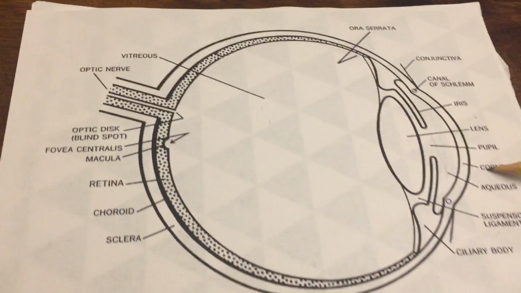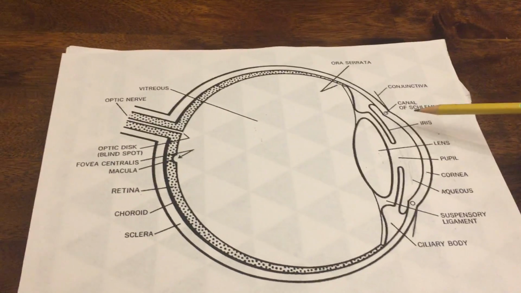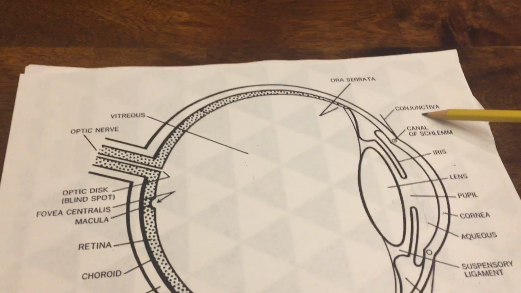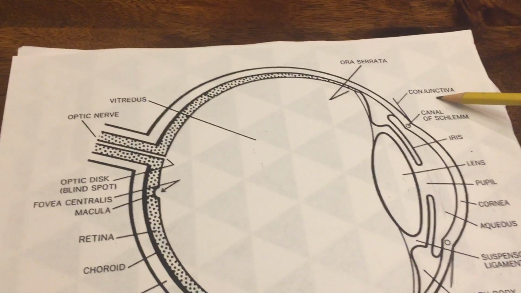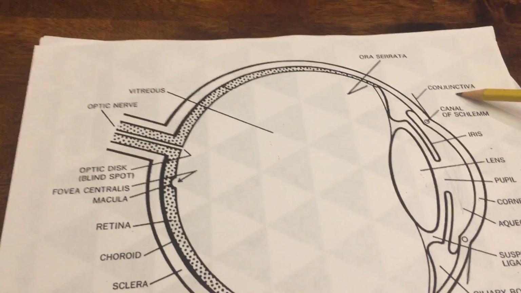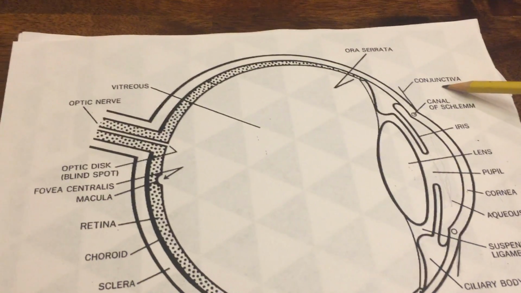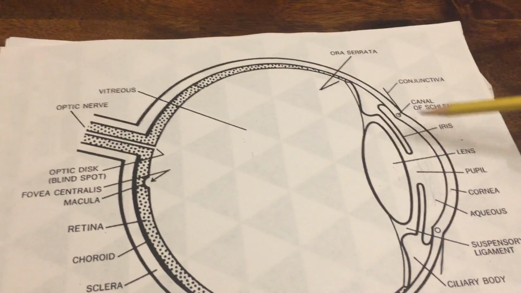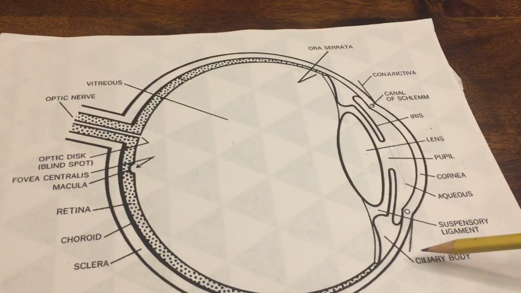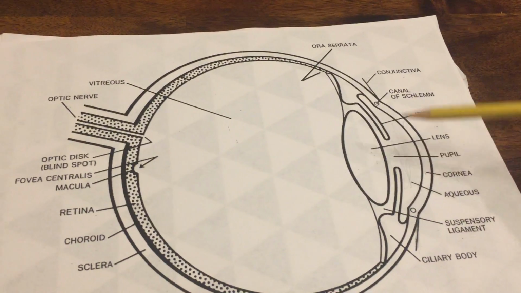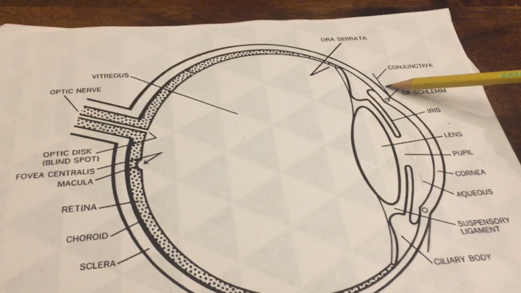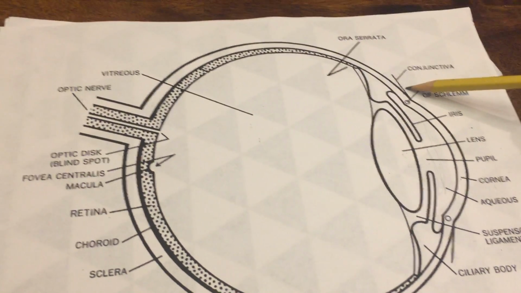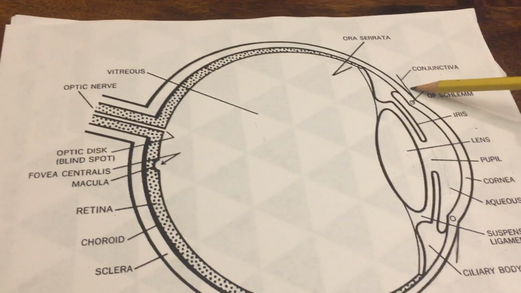Then we're going to go from there. Let me try to get to here, to the conjunctiva, and this is a clear membrane, and it covers the eye. It covers the sclera. And there's another one right here. It covers the sclera, and it also lines the inner portion of the eyelid.